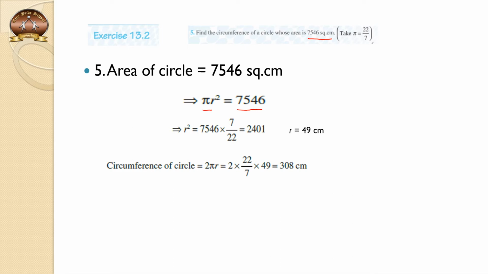So r square will be equal to 7546 into 7 by 22, which is equal to 2401. And when I take the square root of this one, that is r will be equal to 49 centimeter. Now once I find out the radius of this circle, I can find out the circumference of the circle using the formula 2 pi r, that is 2 into 22 by 7 into 49, that is 308 centimeter.